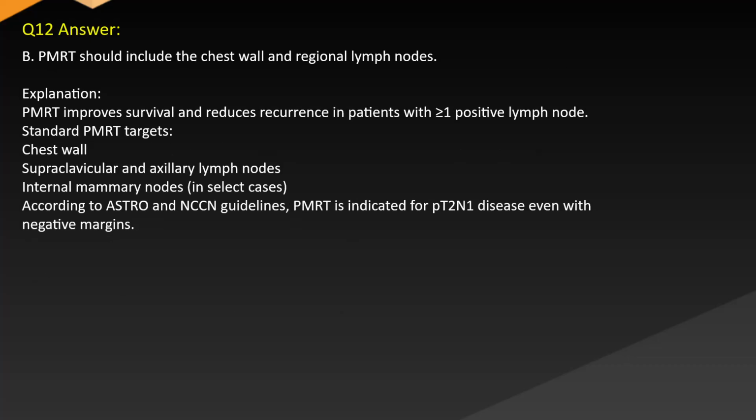Answer: B. PMRT should include the chest wall and regional lymph nodes. Explanation: PMRT improves survival and reduces recurrence in patients with 1-3 positive lymph nodes. Standard PMRT targets: chest wall, supraclavicular and axillary lymph nodes, internal mammary nodes. In select cases, according to ASTRO and NCCN guidelines, PMRT is indicated for pT3N0 disease even with negative margins.